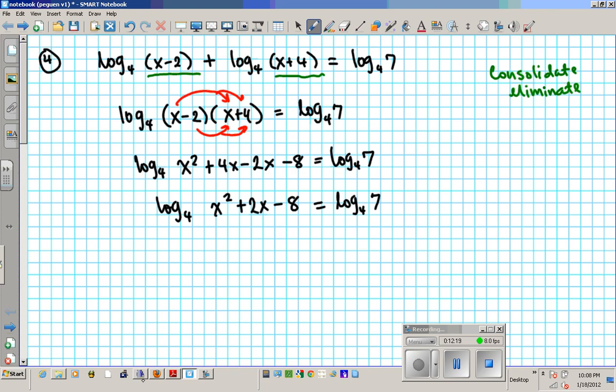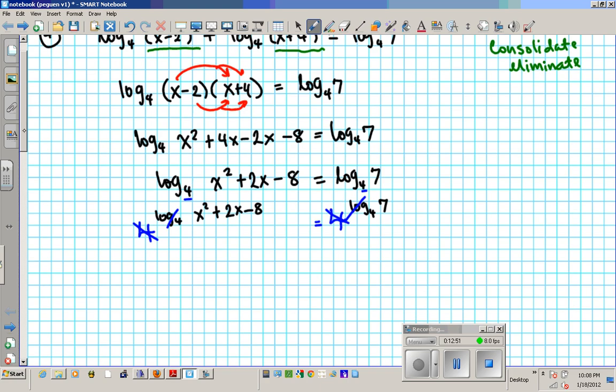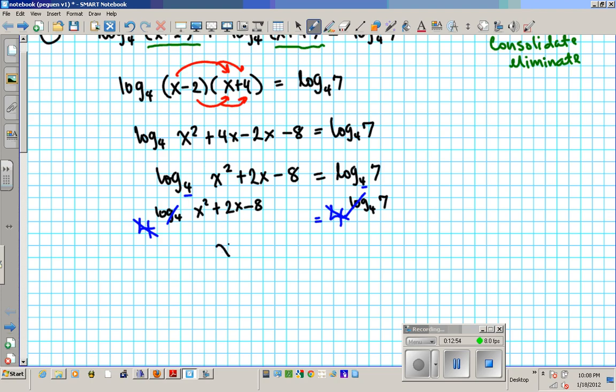Now how do we get rid of the logs? Exponentiate both sides using the base 4. So you have a 4 here. So put a big 4, a big 4. Log base 4 of x squared plus 2x minus 8, and then this one, log base 4 of 7. Alright? Since exponents and logs are inverses, that means these two will cancel out, and these two will cancel out. And that leaves us with the quadratic equation, x squared plus 2x minus 8 equals 7.